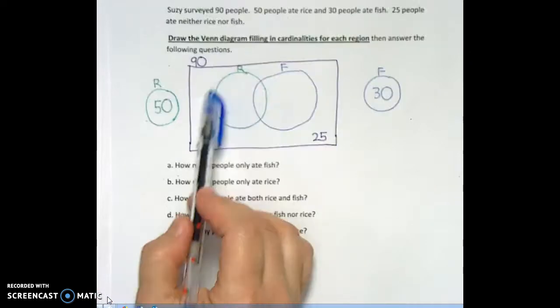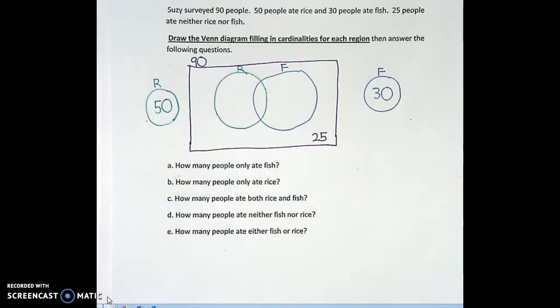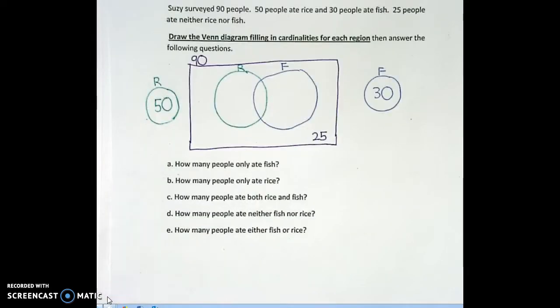But we can't put the 50 there. How come we can't put the 50 here yet? Because we don't know what's both. Okay, what's both? The intersection. All right, but we know there's 25. Can we use that somehow? Can we get something from there?